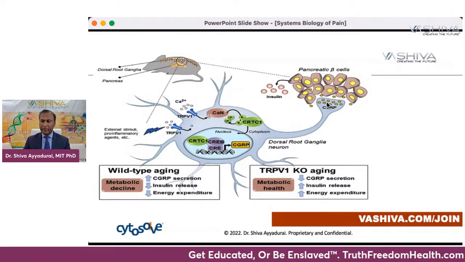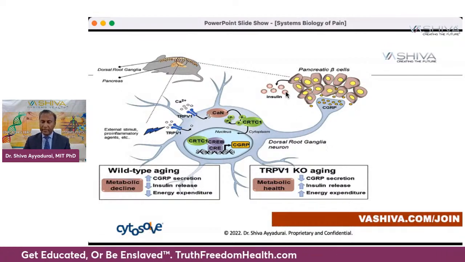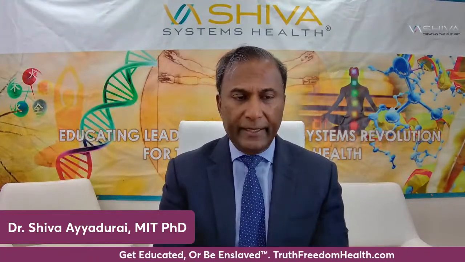Their CGRP secretion was down because it wasn't producing it. Their insulin release went up and they had proper energy expenditure. So metabolic health, this research showed, is affected by chronic pain. So if you have a lot of chronic pain, you got to address it, okay?